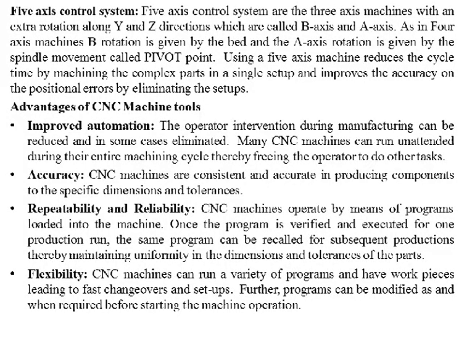The last type of control system is the 5-axis control system. A 5-axis control system makes use of generally 3 axes, that is X, Y and Z, and along with that we have 2 extra rotations, along the Y and Z directions, and they are called the B-axis and A-axis. As in a 4-axis machine, B rotation is given by the bed and the A-axis rotation is given by the spindle movement, which is also called the pivot point.